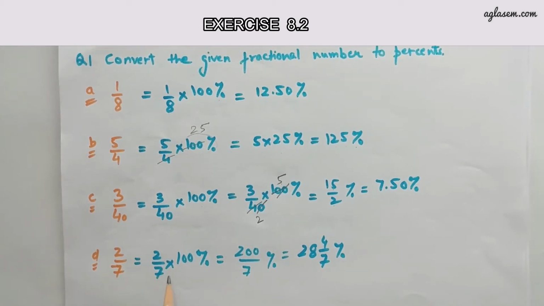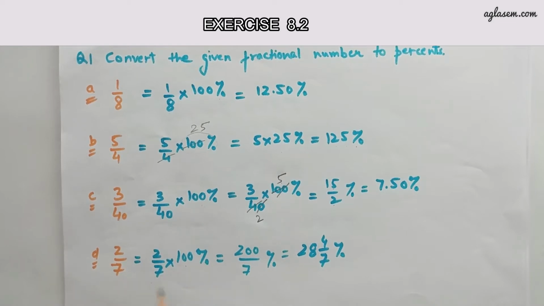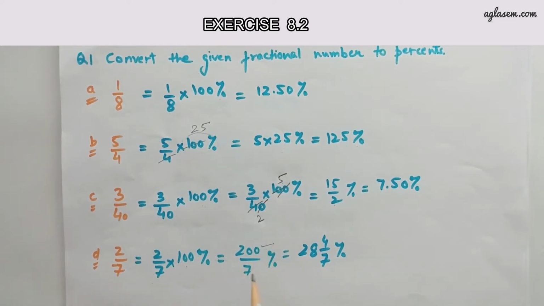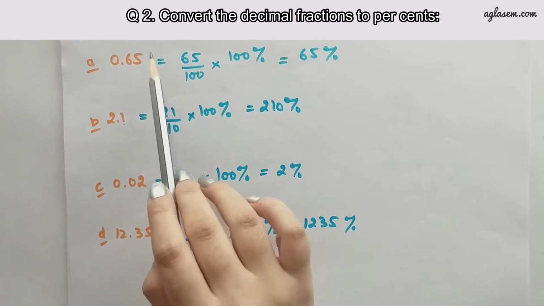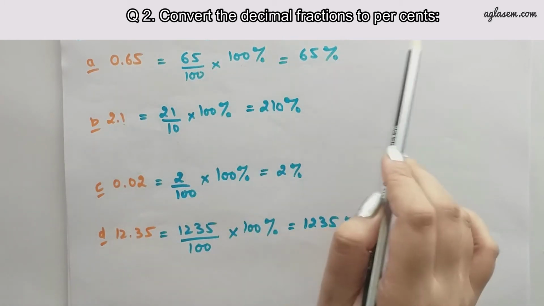Similarly in the D part the same thing is happening. 2 divided by 7 into 100. Now 2 into 100 is equal to 200 divided by 7. Now divide it and we'll get a mixed fraction, which is 28 4 by 7. Now come to the second question, which says convert the given decimal fraction to percent.